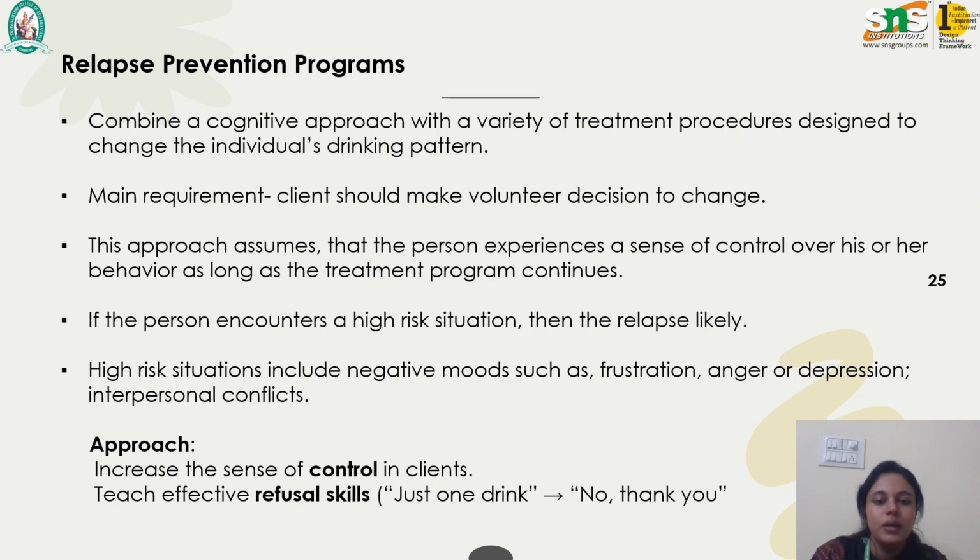This approach assumes that the person experiences a sense of control over his or her behavior as long as the treatment program continues. If the person voluntarily comes to change, then only can he or she continue the therapy or accept the situations. If the person encounters a high-risk situation, then relapse is likely. Relapse is the repetition of the disorder. If the person encounters high-risk situations like triggers, there is a high chance of relapse. High-risk situations include negative moods such as frustration, anger, depression, and interpersonal conflict.